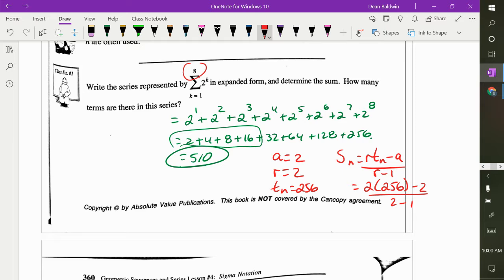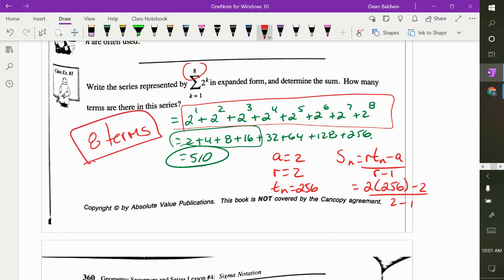How many terms are in this series? 8. Count them. 1, 2, 3, 4, 5, 6, 7, 8. There's 8 terms in the series, okay? Does that make sense? That's what a sigma means. It means you just plug in the numbers and add up all the terms. That's all it means. Okay? Can I move to the next page? Yeah.